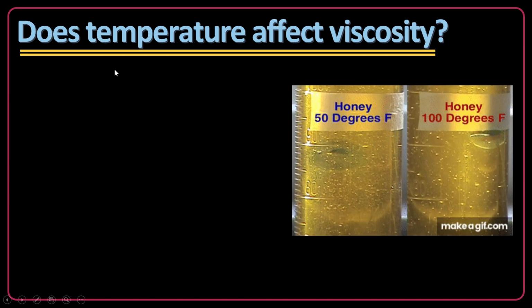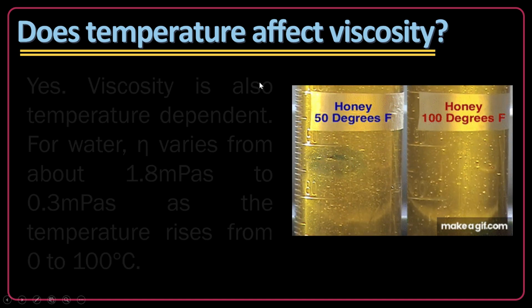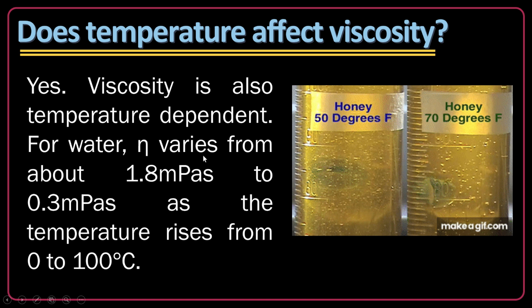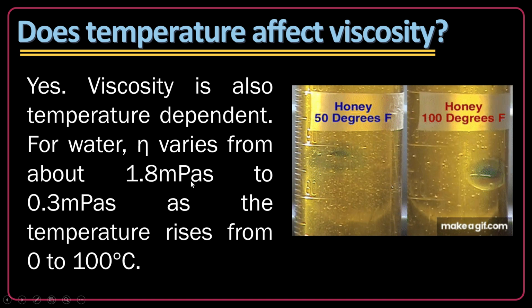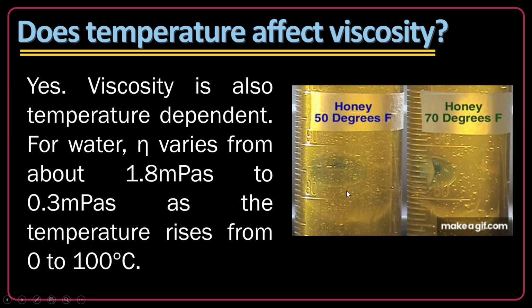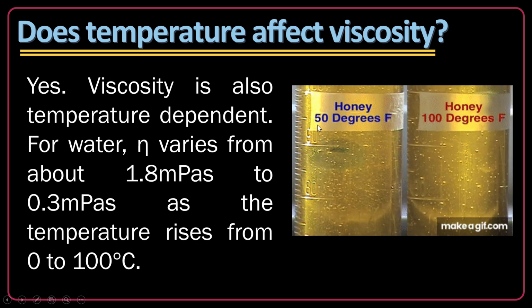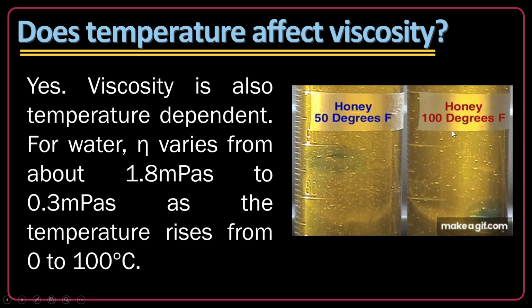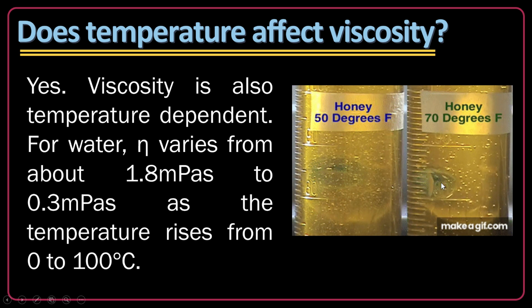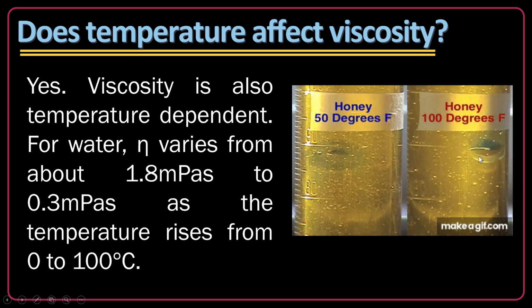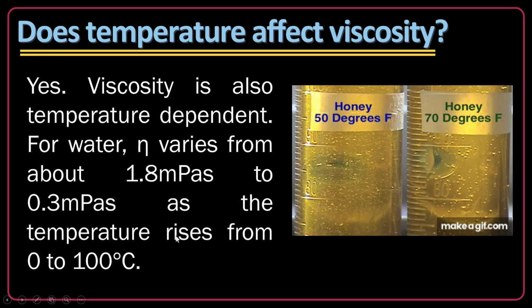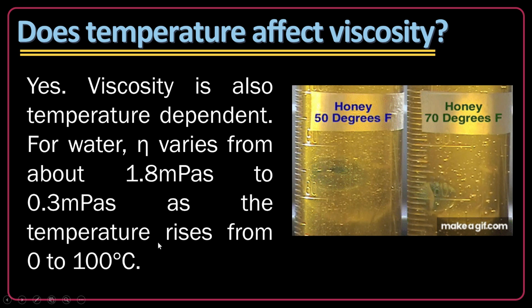So if you ask me, does temperature affect viscosity? I will say yes, it does. Viscosity is also temperature dependent. For water, η varies from about 1.8 millipascal-seconds to 0.3 millipascal-seconds as the temperature rises from 0 to 100. As you see here, on the left side, I have honey at 50 degrees Fahrenheit, and on the right side, the temperature is higher, maybe 70 degrees Fahrenheit. As you see, the sphere is falling much faster, and the last really fast, at 100 degrees. So we expect to have less viscosity when the temperature is raised.